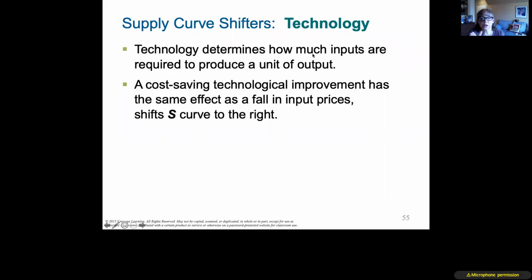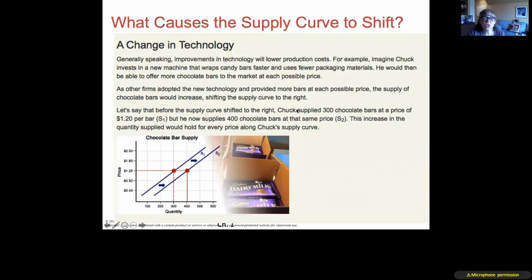So let's look at some examples there. What could be a technology change that you could have in the chocolate bar business? Well, what about the fact that every single chocolate bar has to be wrapped? And if you use fewer packaging materials, you'd be able to offer more candy bars. So if there's a technology that wraps the candy bars faster and uses fewer packaging materials, then all of a sudden that technology is making it what? Less costly to produce each chocolate bar. So now, at that same 120 that we were looking at before, whereas before they could only produce 300, now they can produce 400. Shifts the demand curve out.